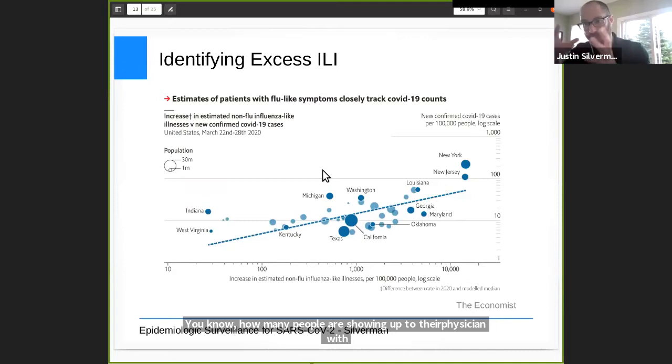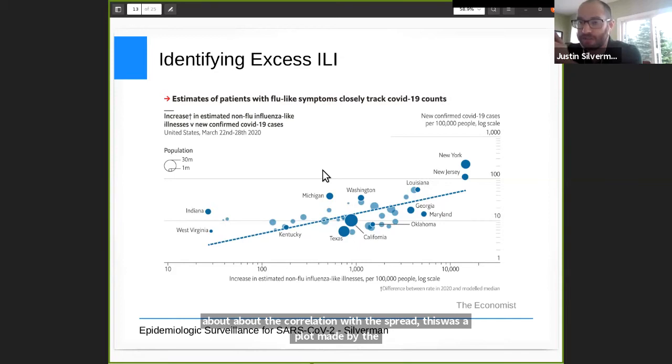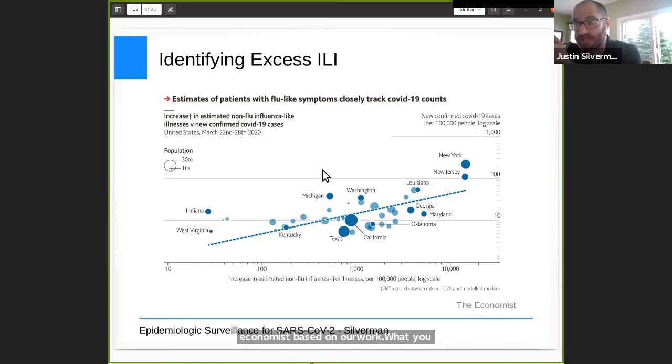And just to give a nice visualization of what I'm talking about, this correlation with the spread, this was a plot made by The Economist based on our work. And what you have is, for one week in the year, March 22nd to March 28th, a plot showing on the y-axis the number of new confirmed COVID cases that week, and on the x-axis this excess ILI that we're estimating. And what you can see is that places like New York and New Jersey are definitely standing out, right? We have more excess ILI in areas that we have more known COVID.